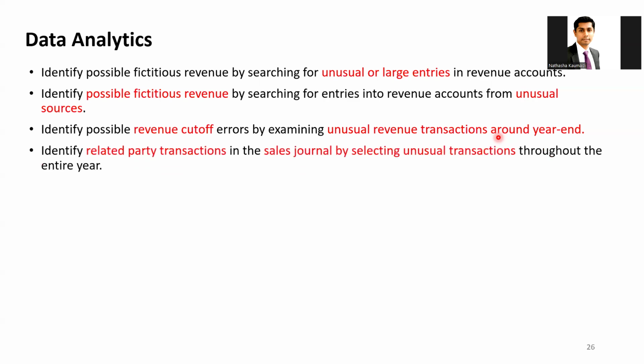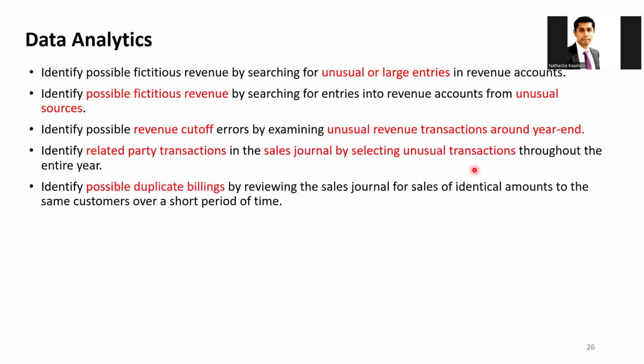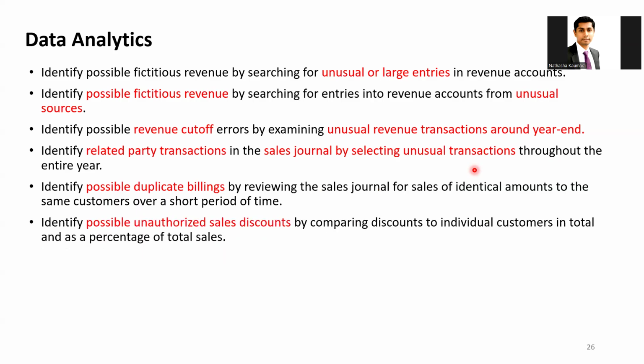And then identify related party transactions in the sales channel by selecting unusual transactions. And data analytics can be used to identify possible duplicate billing. Sometimes the same invoice has been recorded twice, more than once, so they can easily track unauthorized sales discounts. When you go and manually check, you won't be able to identify the discount.